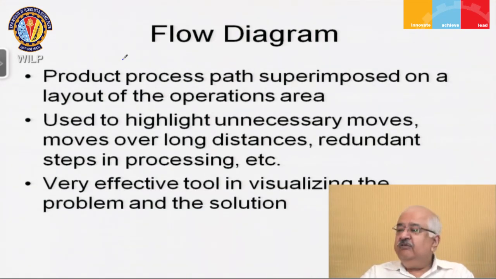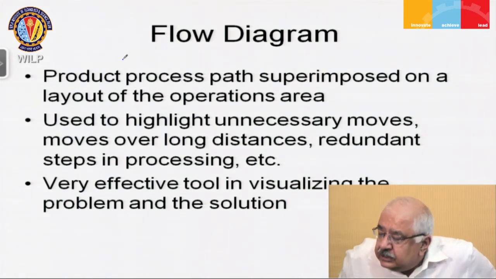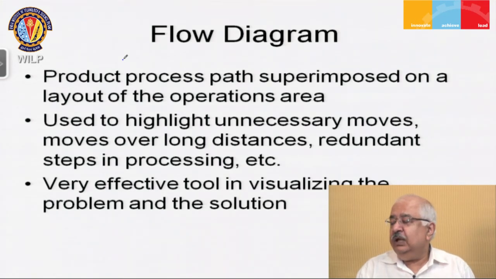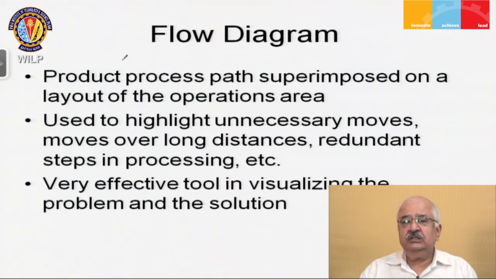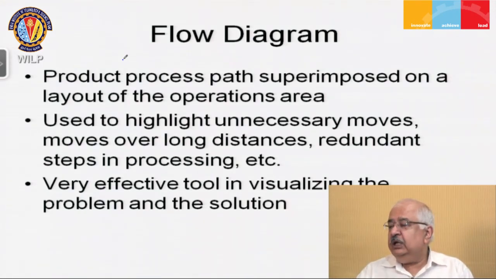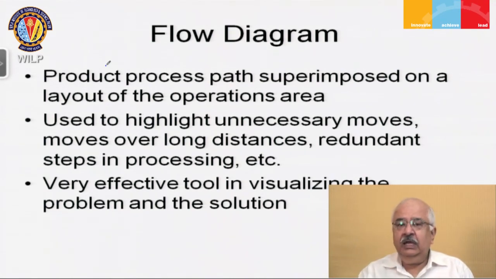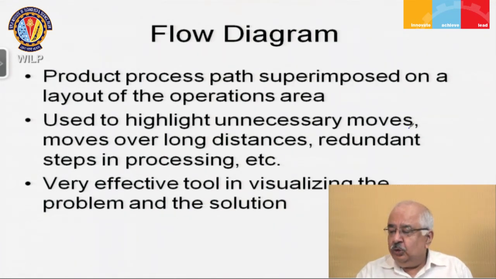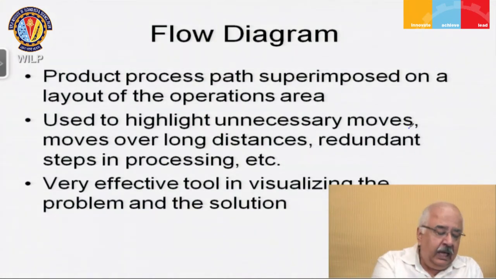Another possibility is a flow diagram. A flow diagram is another tool or technique that can be used to chart what is happening to a particular process, and here the actual flow path over which a product flows is superimposed on the layout of that particular area, and in doing so you basically highlight any unnecessary moves or moves over long distances, any redundant steps and so on. Basically it helps to visualize the problem and the solution.